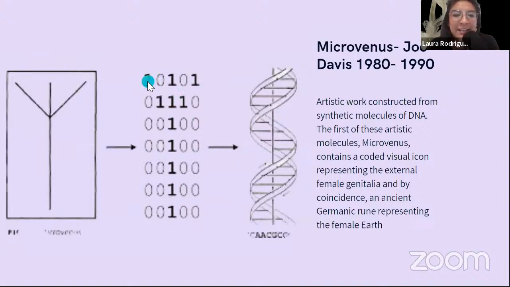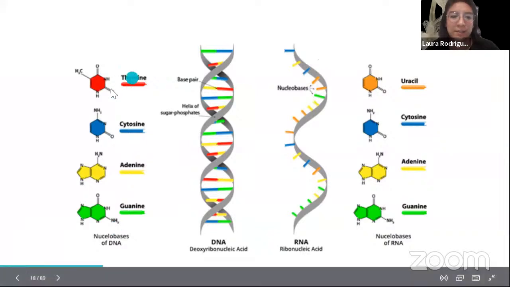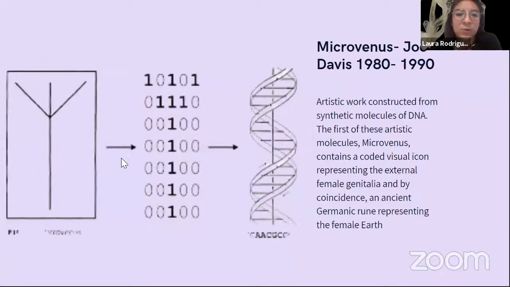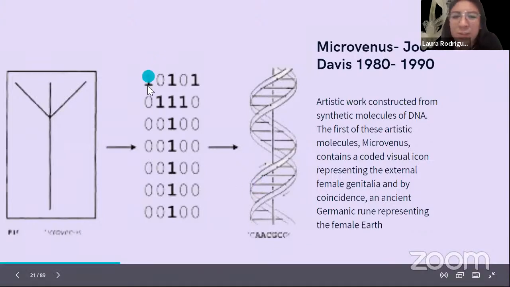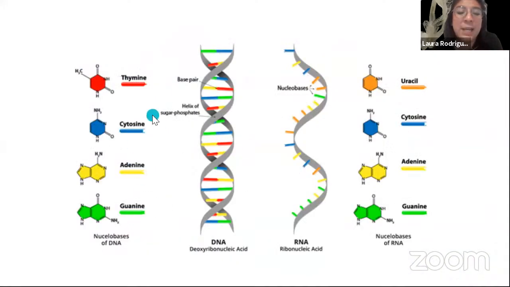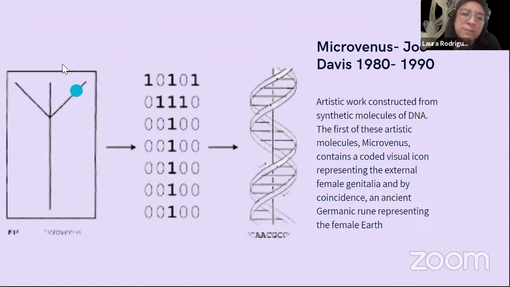And then they assigned to the number one, for example, one of these bases, for example, thymine or cytosine. So for example, let's say thymine will be one and then adenine will be zeros. So you will have thymine, adenine, thymine, adenine, and so on. And then you will form the DNA. Of course, it was not just two single pairs. There were many more bases of DNA. But this is a way that you can transfer something that is a picture into DNA information.